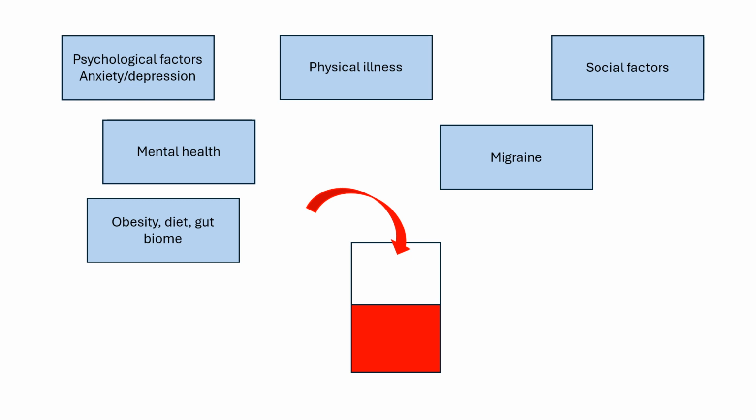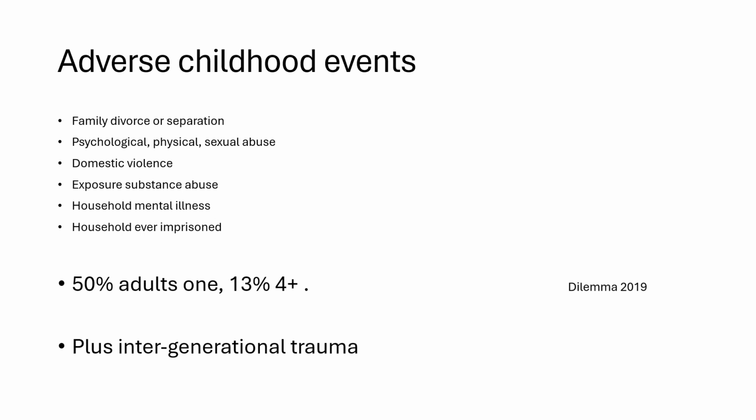All these other environmental things like obesity, gut biome, processed food are all pro-inflammatory. Adverse childhood events we're more and more aware of. Obviously, it looks like they're part of the norm, really, and there's this interesting concept of intergenerational trauma as well. So this is probably all feeding into this. So easier said than done. What do you do about it?